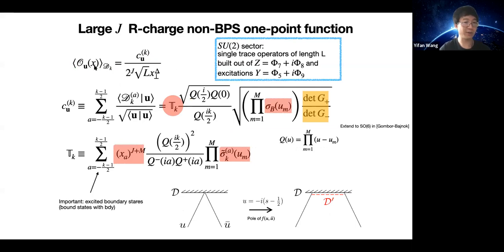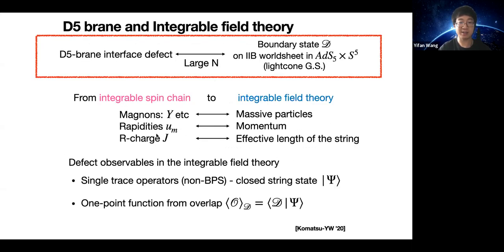And you can determine this one-point function of some general non-BPS operator, which looks as follows. Once again, the position dependence is completely fixed, and the physics is just contained in the structure constants. I emphasize again that these are non-BPS operators. And this structure constant takes a rather simple form in the so-called large J limit. So let me emphasize again that J corresponds to the effective length of the string.